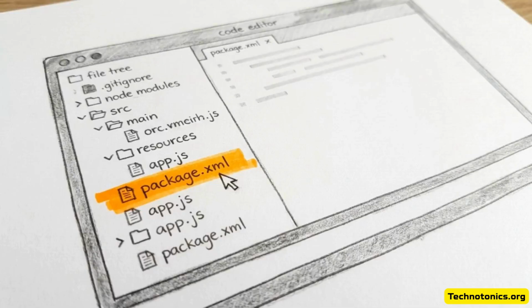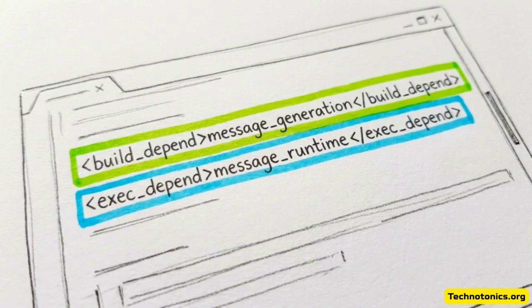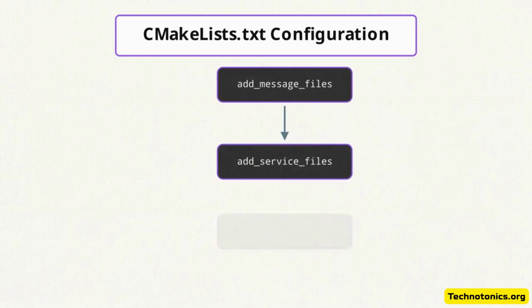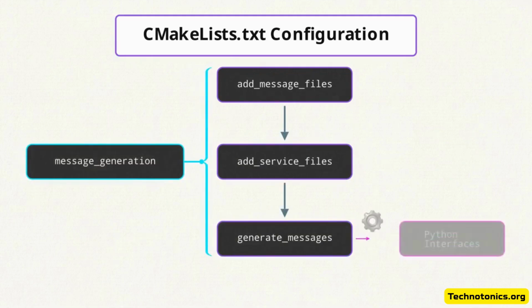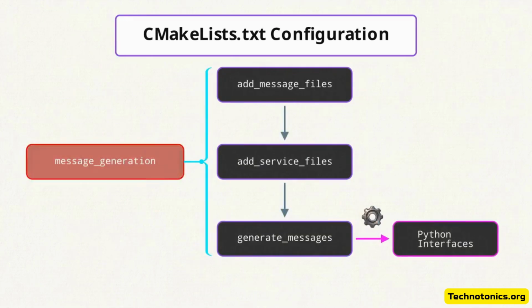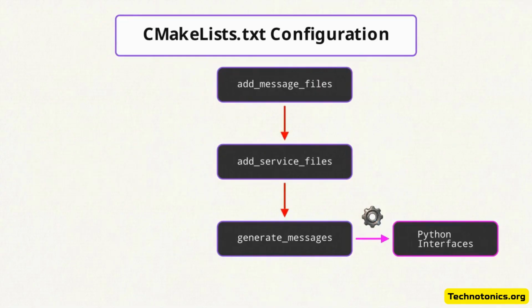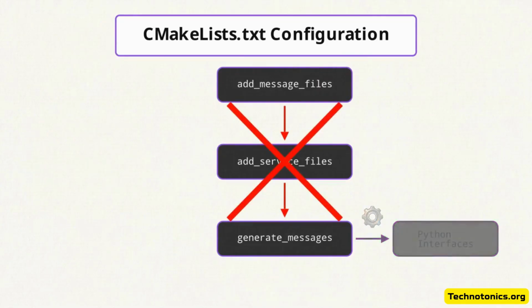To compile those blueprints, we have to update our configuration files, starting with package.xml. Open it and add 2 specific lines, a build dependency for message generation and an execution dependency for message runtime. Next, open CMakeLists.txt. The target blocks for add message files, add service files, and generate messages must be uncommented and edited in this sequence. If you omit the message generation component, the build will fail. The compiler relies on it to generate Python interfaces.